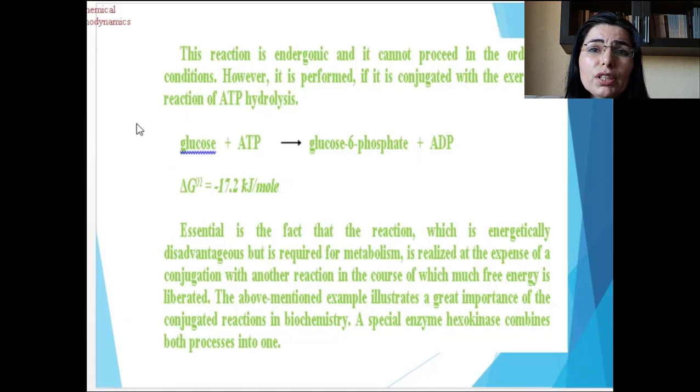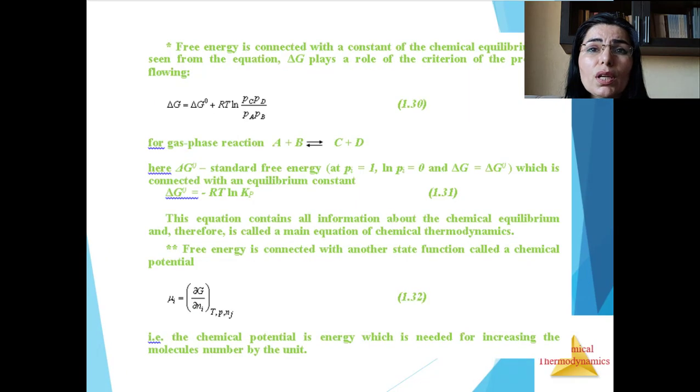The above-mentioned example illustrates a great importance of the conjugated reactions in biochemistry. A special enzyme, hexokinase, combines both processes into one. A unique role of ATP in the biological processes is connected with the fact that delta G0' of hydrolysis has a moderate intermediate value.